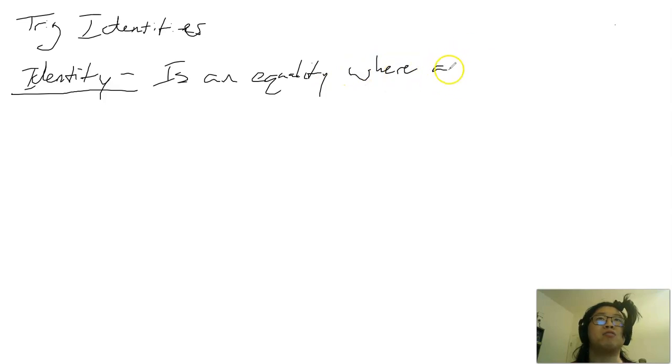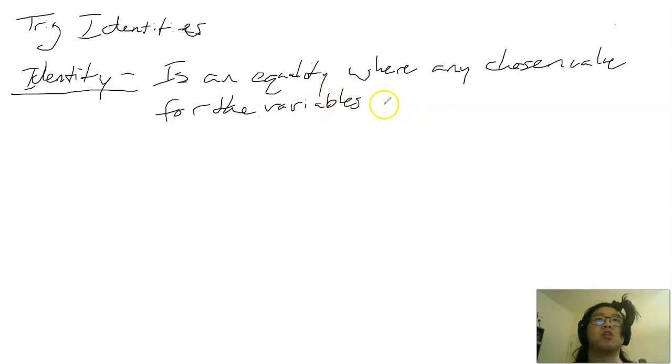where any chosen value for the variables is true. You might remember from basic algebra that the identity property is basically just saying that A equals A. Very, very simple. That is an identity. If I pick any value for A, you would probably agree that A is A. If I said A is 1, well, 1 is 1. Perfect. That makes sense, hopefully, to you.